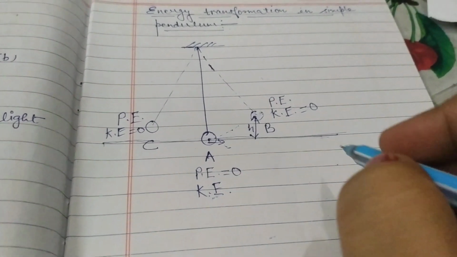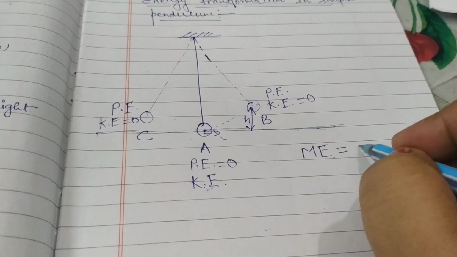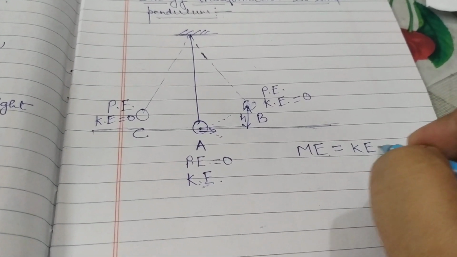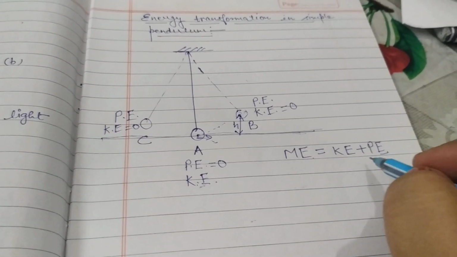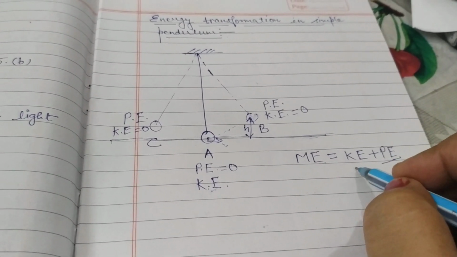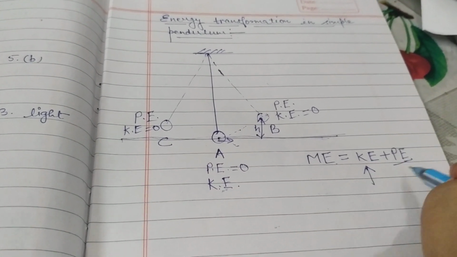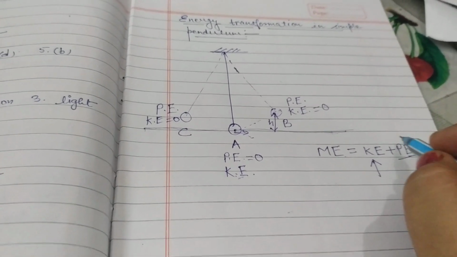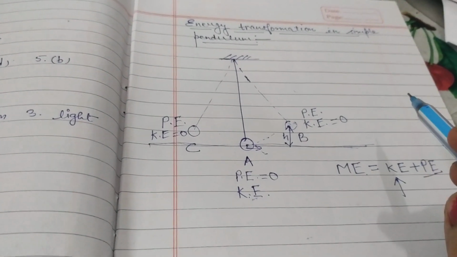So the gist is that the total mechanical energy should remain constant, because mechanical energy is equal to kinetic energy plus potential energy, right? So when the potential energy decreases, the kinetic energy will increase, and when the kinetic energy starts decreasing, the potential energy will increase, in order to keep the mechanical energy the same.